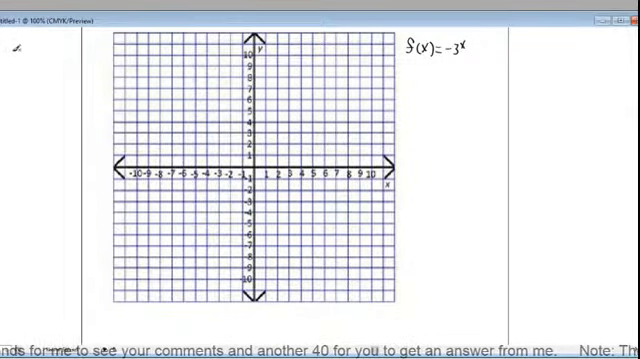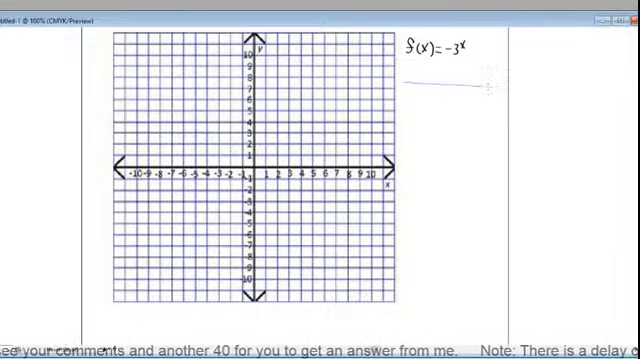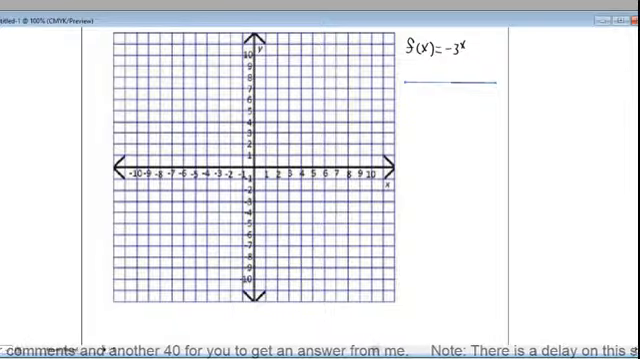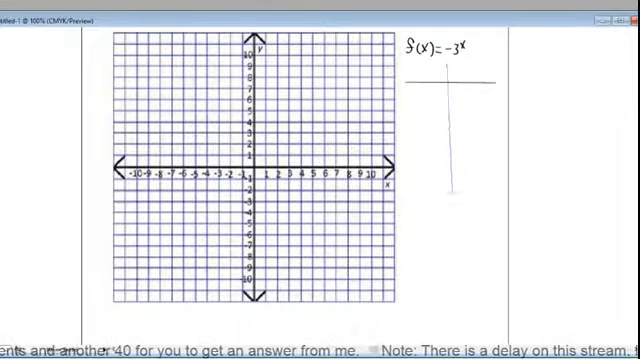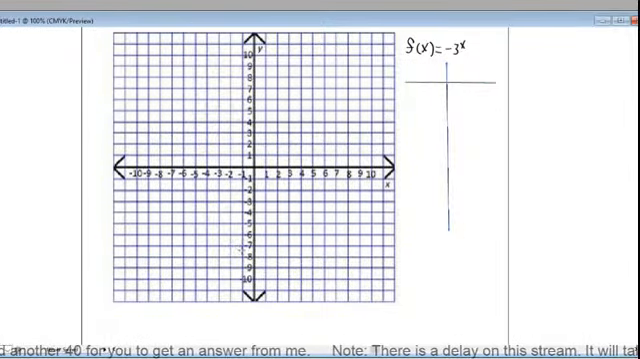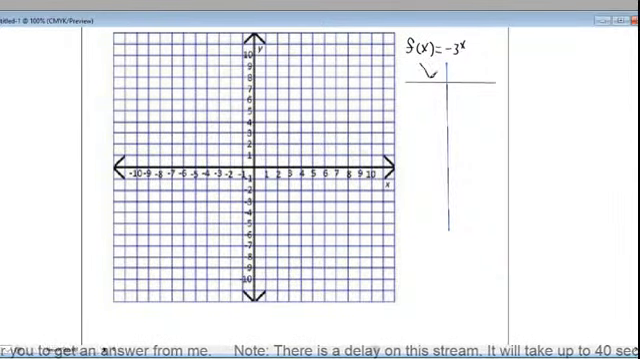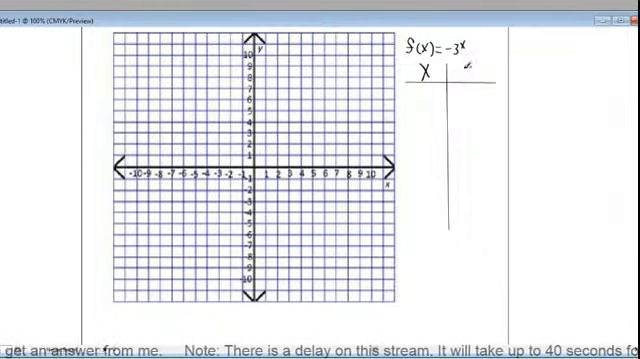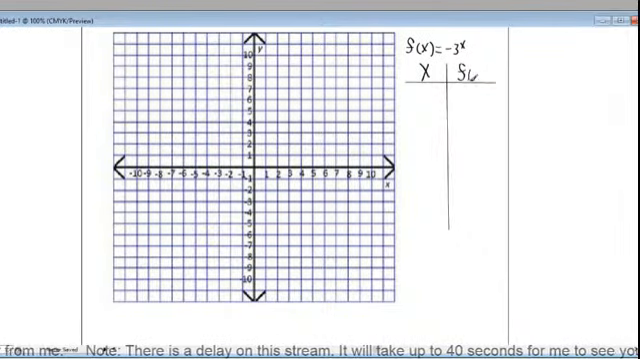All right, so once again, we are going to want to get a t-chart here so we can look at our values. So x is on this side, f of x is on this side. Again, you can think of that as being y.